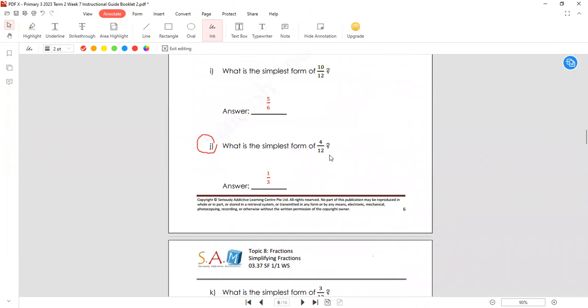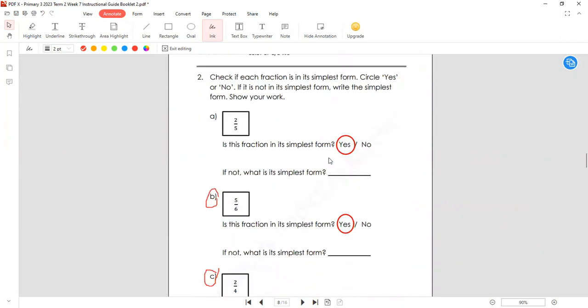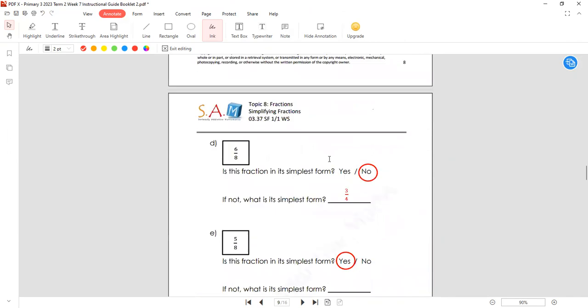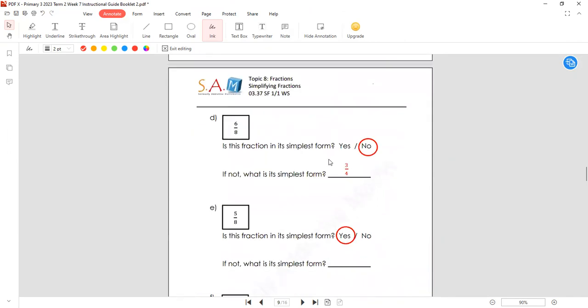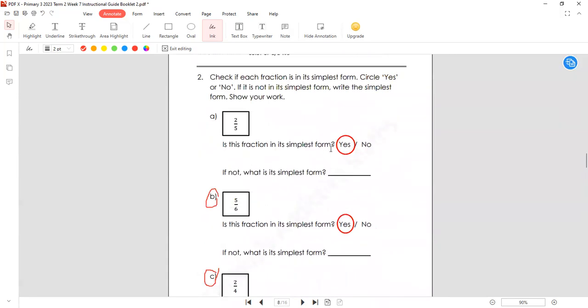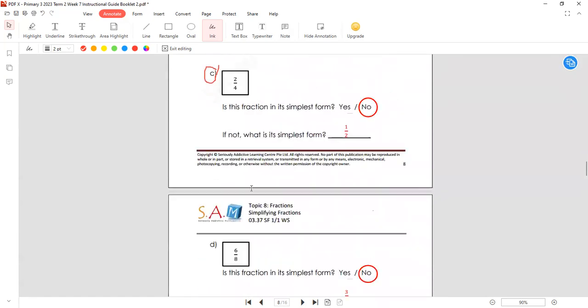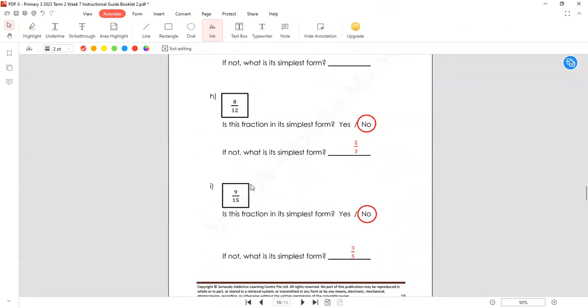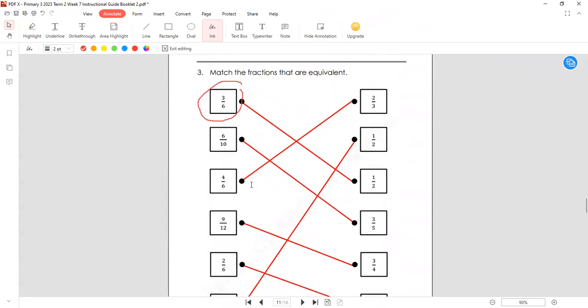So do all those circle questions. Some of the questions you may want to guide them along. These questions are quite interesting. Ask them whether they need to simplify. So try the dividing method. If both the numerator and denominator cannot be divided by the same number, then it is simplified. Emphasize that.